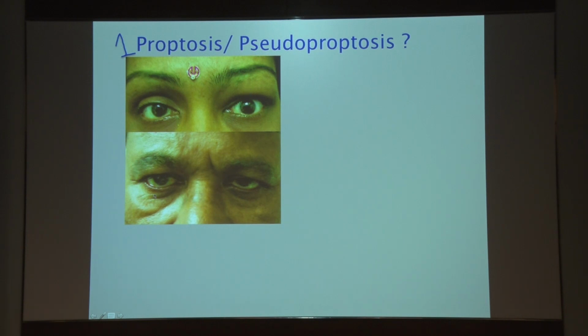And what do you think here? Why does this eye look prominent? Yeah, it's ptotic. There's brow ptosis. It's a giveaway. It's very simple. So ipsilateral and contralateral eyelid signs.